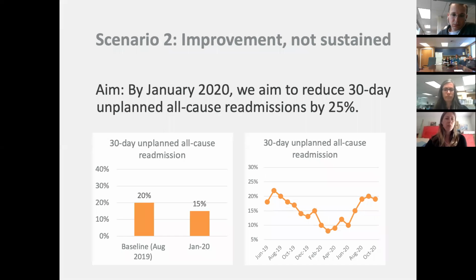Because this could also be our results. Again, it's the exact same data. In August, we have 20%. In January, we have 15%. But this one actually looks like we did make an improvement starting in August, but potentially that improvement wasn't sustained over time. So maybe we let our foot off the gas, or maybe our processes weren't as standardized as we'd hoped they would be. So again, if we didn't look at this over time, we might not be aware that we did in fact make an improvement, but that improvement wasn't sustained over time.